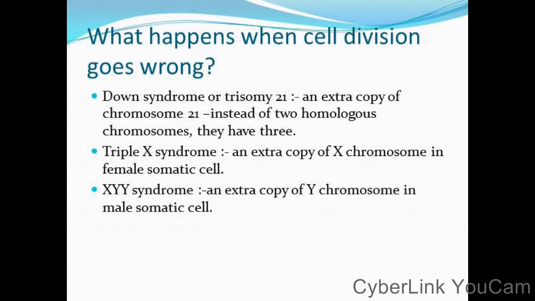They have three chromosomes. Triple X syndrome: an extra copy of the X chromosome in a female somatic cell. XYY syndrome: an extra copy of the Y chromosome in a male somatic cell.